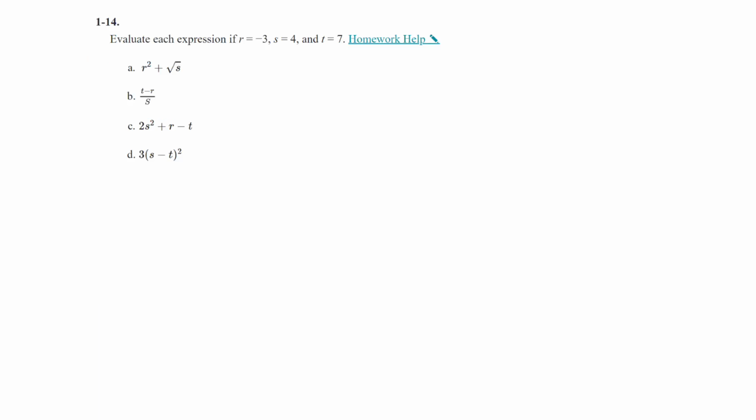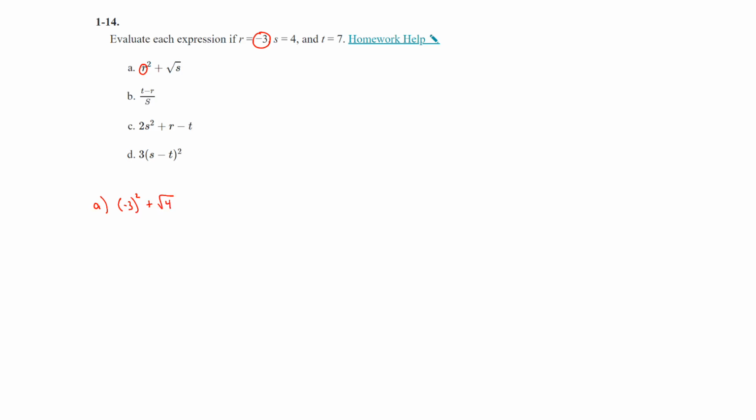Question 14. Evaluate each expression if r equals -3, s equals 4, and t equals 7. So it's given us 3 different variables that we need to plug in. Not all of them are being used on every single problem, but you need to plug them in. And once again, you're only replacing the variable in each of these expressions. So the first one is r is being squared. Well, if r is -3, then we need to include -3 in parentheses because we are squaring that r value, which includes the negative. So plus the square root of s, which is 4.